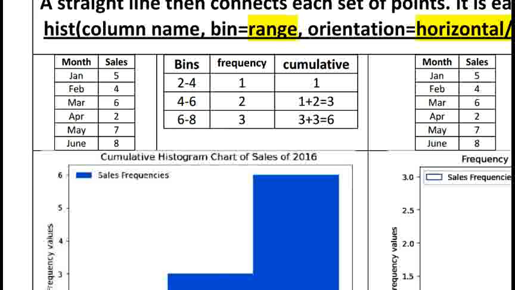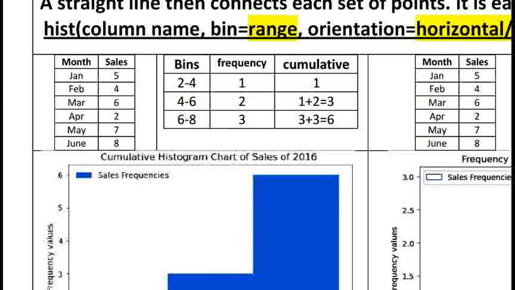So minimum to maximum, 2 to 8, is our range, but I want to divide this range into a fixed number of intervals, so we can find the frequency in each interval. Here I decide to create 2 to 4, then 4 to 6 and 6 to 8. You can see 2 to 4 has only one sale, 4 to 6 has two, and 6 to 8 has three.